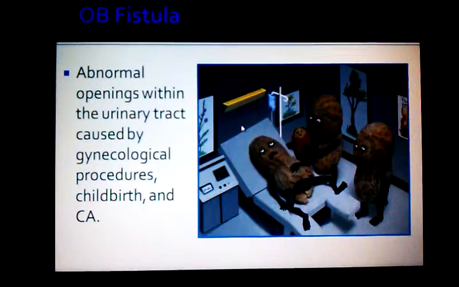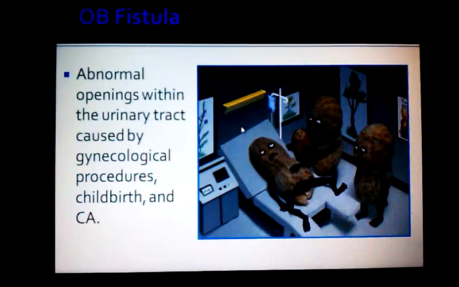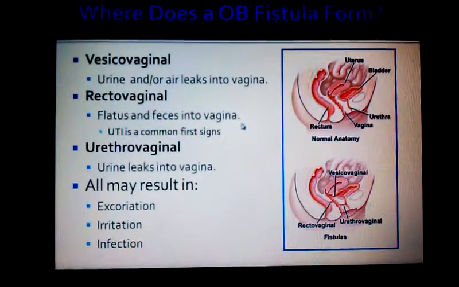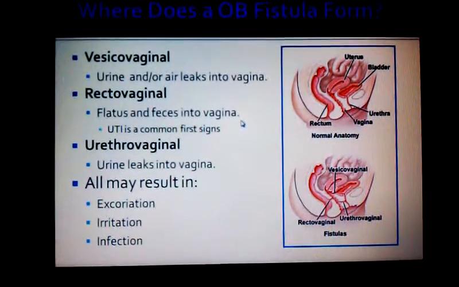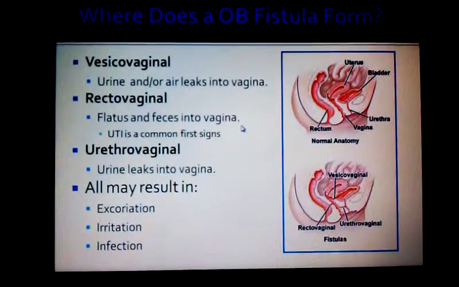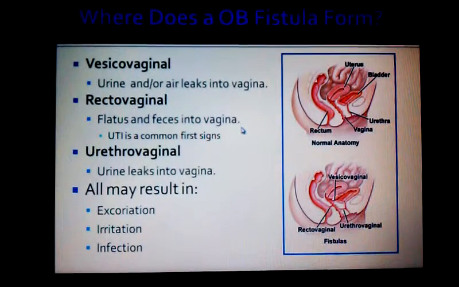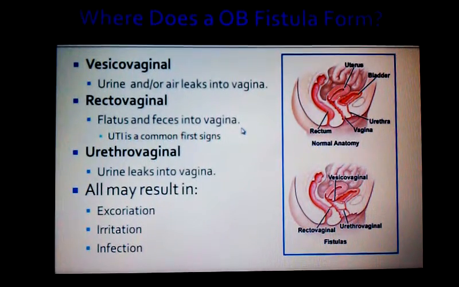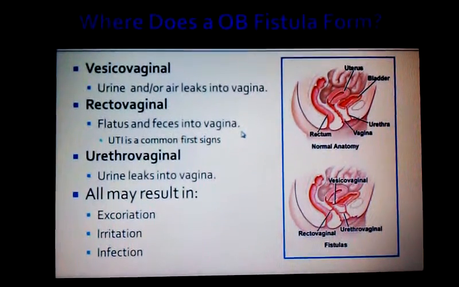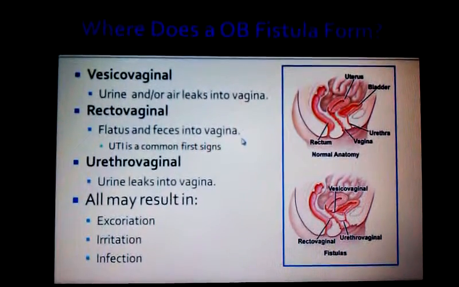OB fistulas are abnormal openings within the urinary tract caused by gynecological procedures, childbirth, and cancer. Where does an OB fistula form? The fistula can form in the vesico-vaginal, causing urine and/or air to leak into the vagina. Rectovaginal, where bladder and feces can pass into the vagina, which most common type of symptoms would be UTI. Urethrovaginal, where urine leaks into the vagina. All of these may result in excoriation, irritation, and infection.